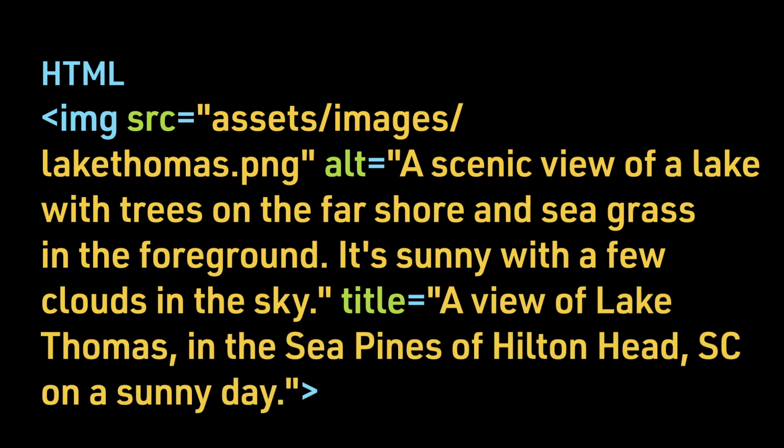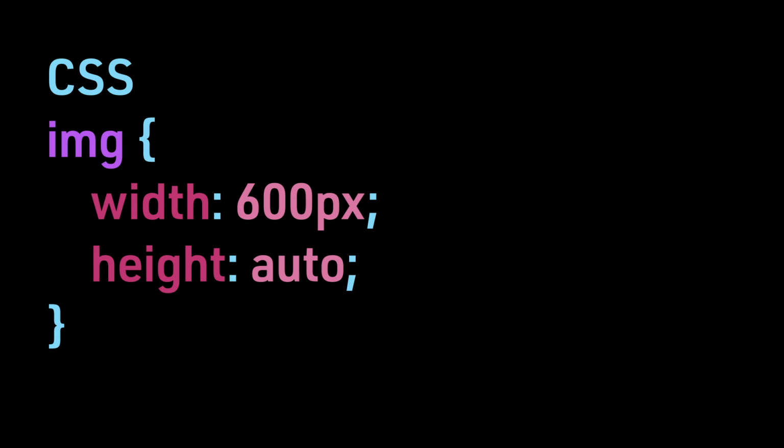Our HTML image element: source equals assets/images/lakethomas.png. Alt equals a scenic view of a lake with trees on the far shore and seagrass in the foreground. It's sunny with a few clouds in the sky. Title: a view of Lake Thomas in the sea pines of Hilton Head, South Carolina on a sunny day. By setting the height to auto, the browser will automatically calculate the height to display the image based on how you are limiting the width.